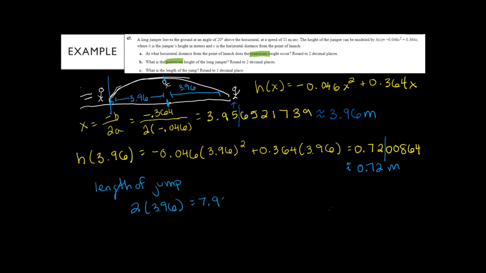Which is 7.92 meters. And then it says to round to 1 decimal place. So I just want to have 1 decimal. So the number after that 1 decimal is a 2. It's below 5, so I don't have to round up. So we're going to use 7.9 meters.